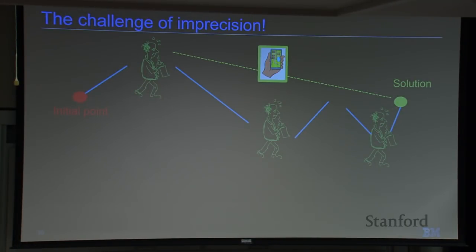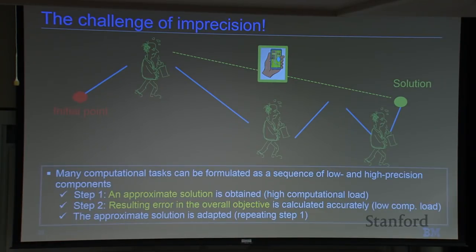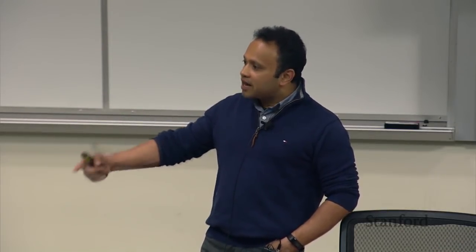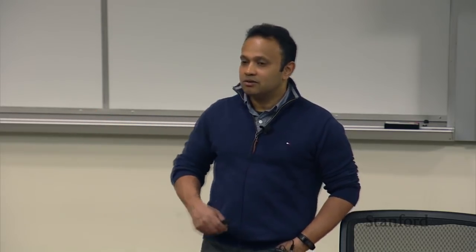This is what leads to the concept of mixed precision computing. Within the context of computing itself, you will see that many computational tasks can be formulated as a sequence of low and high precision components. When you want to solve a computational task, you can split it into two things. In the first step, an approximate solution is obtained, and that one typically takes the higher computational load. The resulting error in the overall objective is then calculated in a precise and accurate manner. That's the second step. And then you keep iterating over it, and in that case, you can reach a very high precision, very accurate solution in the end.